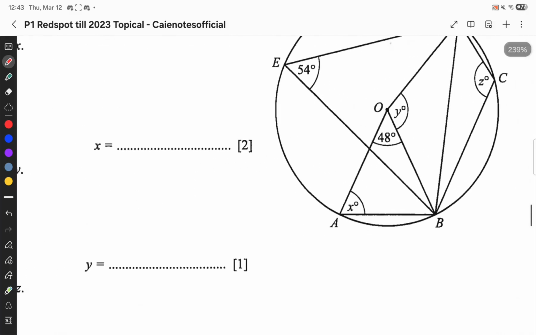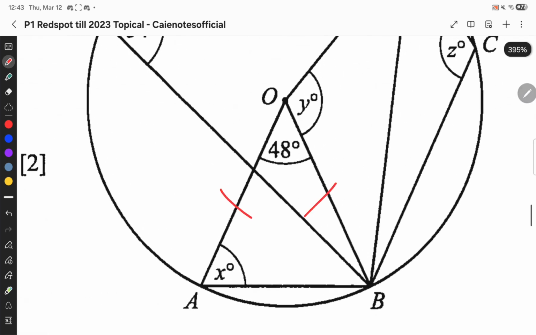Find the angle of x. This is an isosceles, okay, because this is my radius, so this is 180 minus 48 divided by 2, 66.